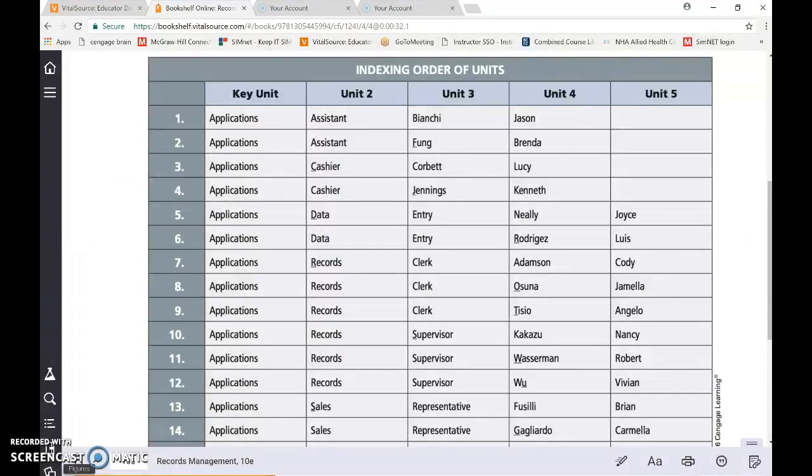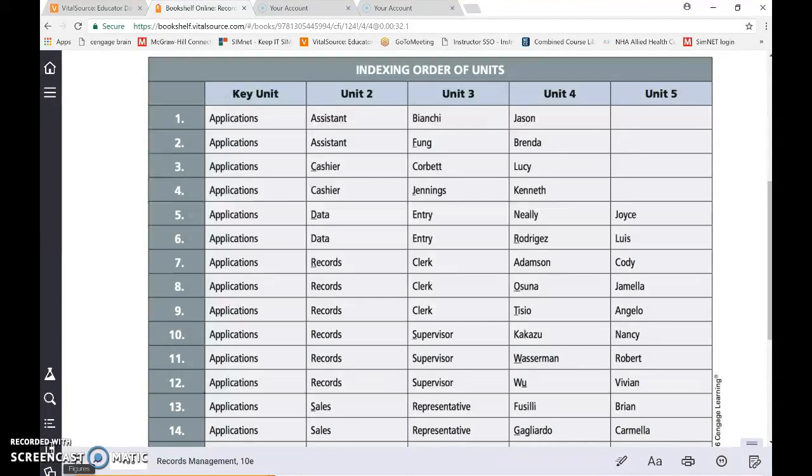The last item this chapter talks about is subject filing, or subjects within an alpha filing, I guess I should say. So you have your A, B, C, D, E, but maybe behind each one of those you might have something specific. For example, this one here that we're looking at says you have a file called applications behind the alphabet letter A. And you're doing that because you want to keep all the applications together. You don't want it filed under each person's individual name.